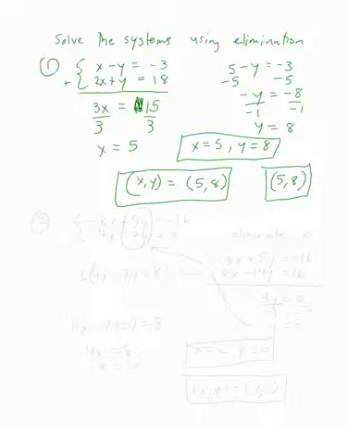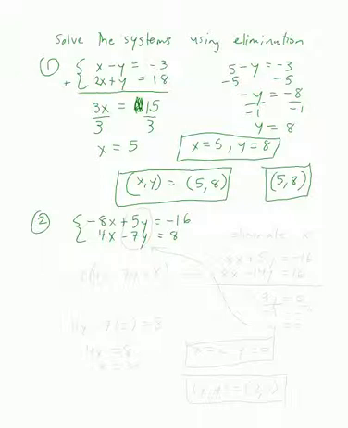Alright, so that was an easy one. Let's try making these a little bit harder each time. So we're going to solve the following: negative 8x plus 5y equals negative 16, and 4x minus 7y equals 8.